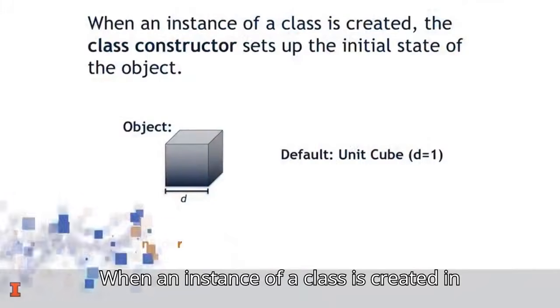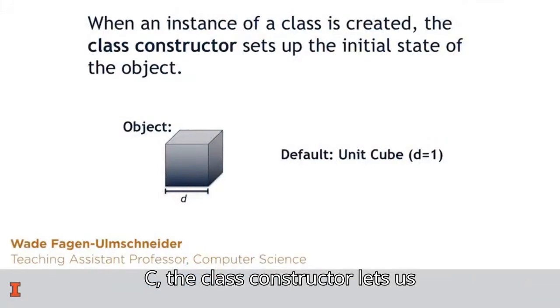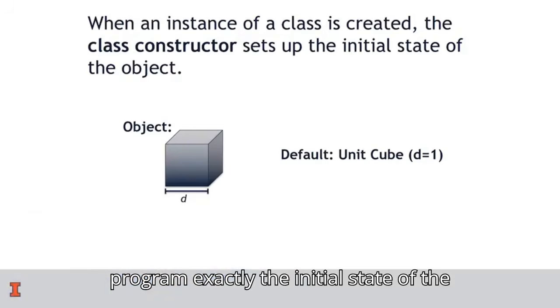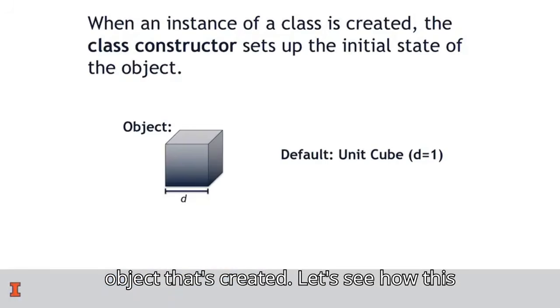When an instance of a class is created in C++, the class constructor lets us program exactly the initial state of the object that's created. Let's see how this works.